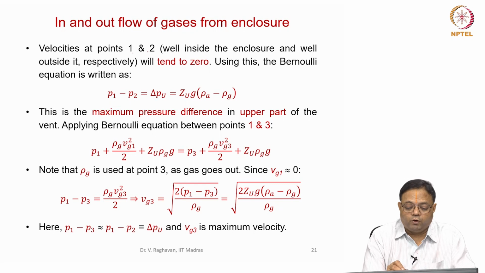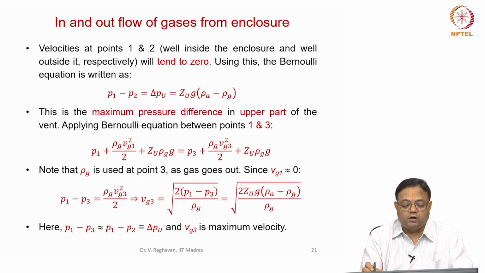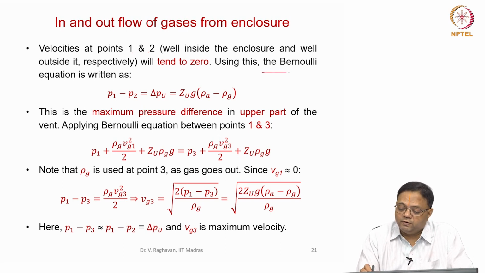So now if you apply this here, the velocity at points 1 and 2, well inside the enclosure or well outside the enclosure, tends to 0. Okay, as I told you, the pressure actually remains constant. This is the exit plane. Only at the exit plane it decreases and becomes again constant. So here and here there is no pressure gradient to drive the velocity. Only where the pressure decreases the velocity is generated.